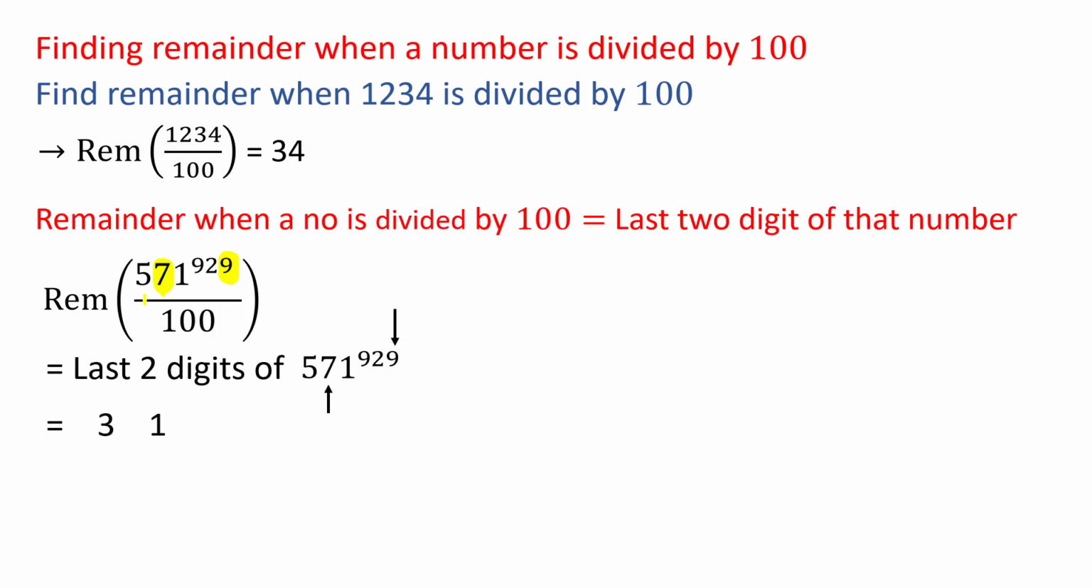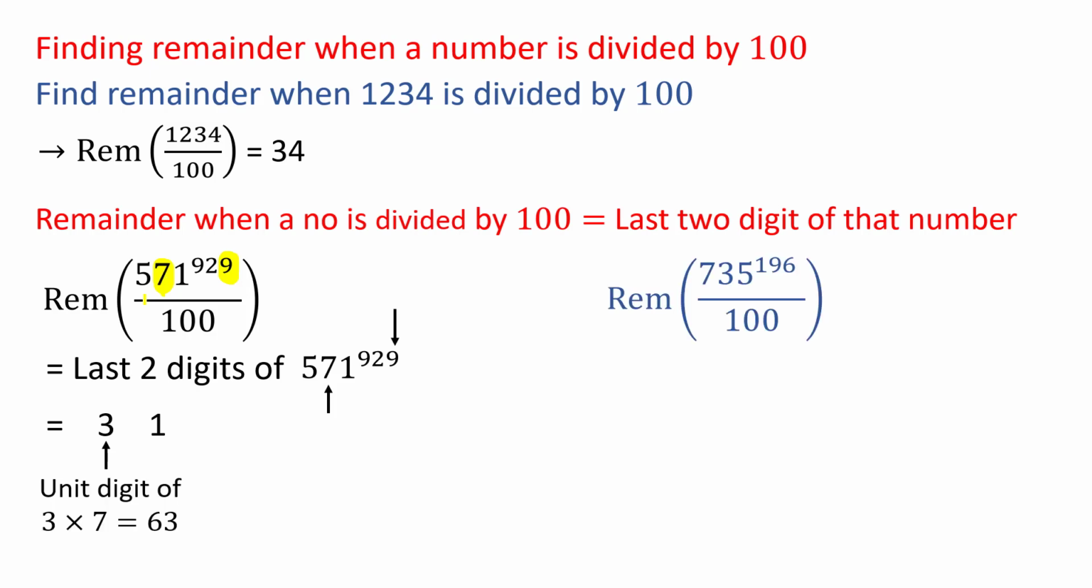Okay everyone, like this. If I say I want to find a remainder when 735 to the power 196 is divided by 100. Okay, so the answer is going to be last two digits of 735 to the power 196. Over here unit digit is 5 and second last digit is odd, and power is even. In that case, last two digits are going to be 25. Okay, so the remainder is going to be 25. Okay everyone.